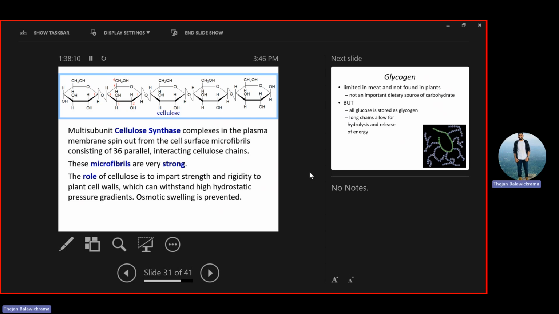The function of cellulose is giving strength to the cell wall of the plant. When you compare the animal cell and the plant cell, wood is very strong, right? Much stronger than animal cells. So the cell wall is given strength because of this cellulose. That is the plant version. Now we'll come to the animal version.